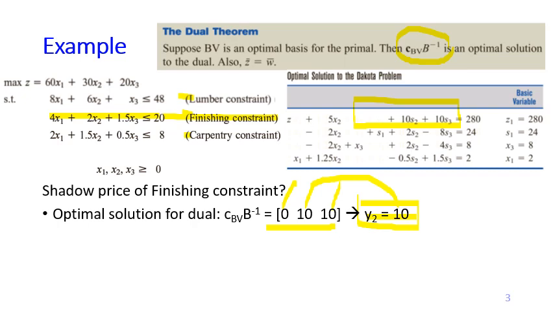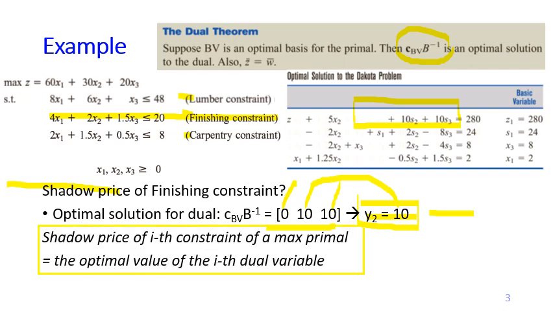Now, what is the relationship between the optimal dual variable and the shadow price? Here it is. The shadow price of the ith constraint of a max primal equals the optimal value of the ith dual variable. So we have obtained the optimal dual variable for y2 equals 10. It means that the shadow price of the second constraint in the primal problem is also 10. In other words, the shadow price of the finishing constraint equals 10.